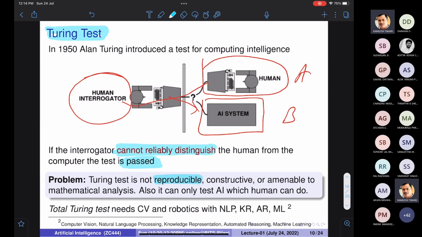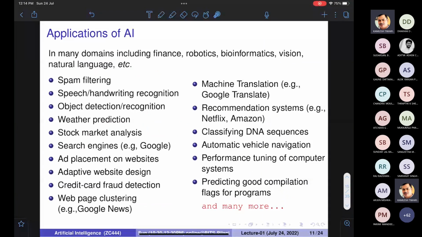The Turing test is that if this particular person is not able to tell with high reliability which is the human and which is the AI system, then we say that the system has actually passed. It needs many things: computer vision, robotics, natural language processing, knowledge representation, automated reasoning, machine learning. Many things are required, and only then can this kind of system be built. Slowly we are making progress in this direction. That is very interesting.